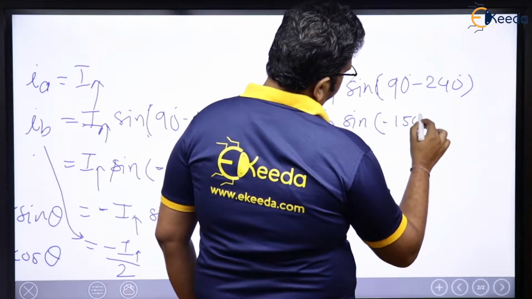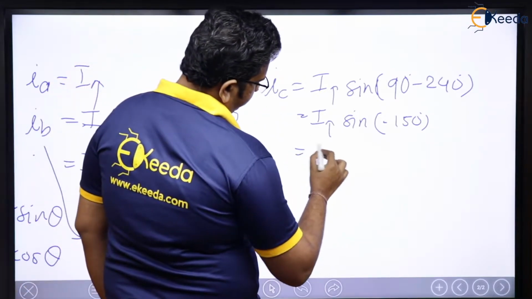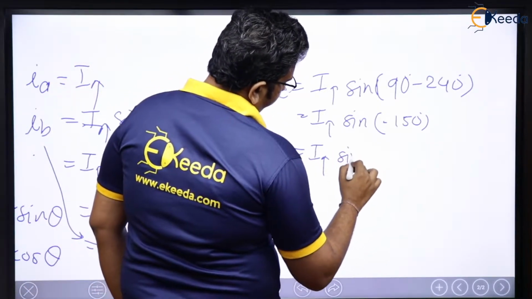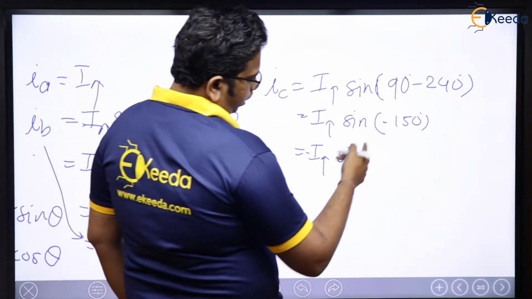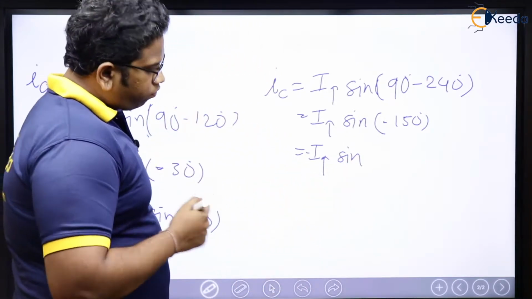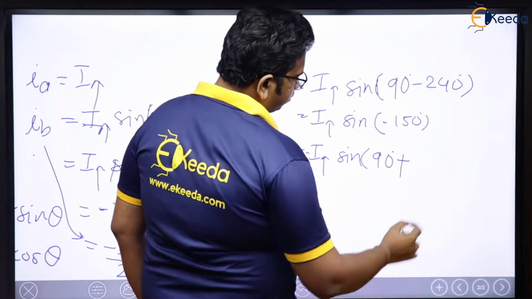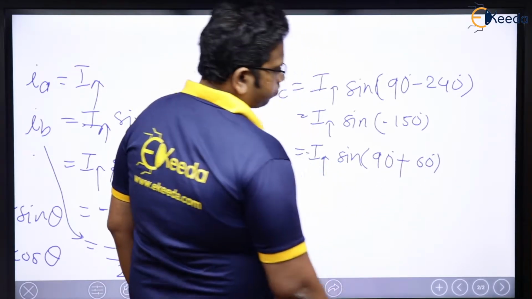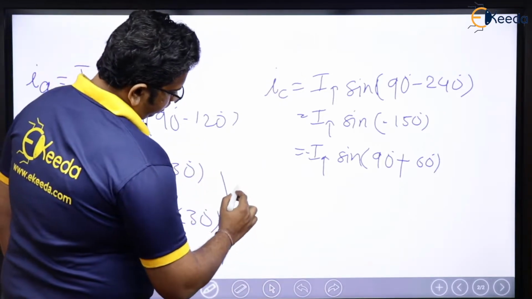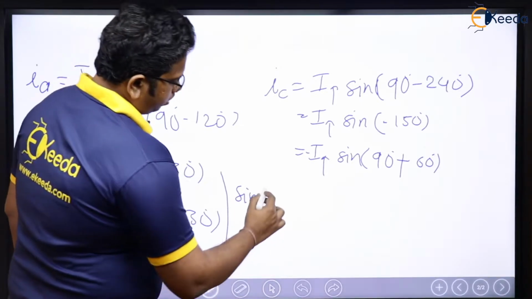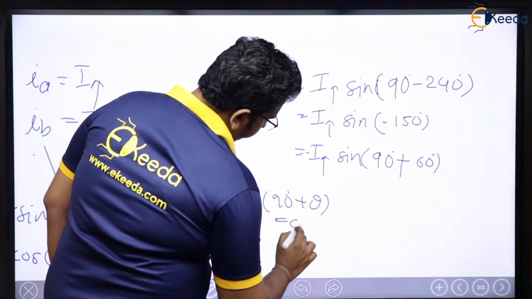which is minus 150 degrees. Right? Now, this can be thought of as I max into, let me take this minus out, minus will come here, I max into sine of 150. What is sine of 150? It will be sine of 90 degrees plus 60 degrees. Now, we know one relation by maths. What is that relation? Sine of 90 degrees plus theta is nothing but equal to cos theta.